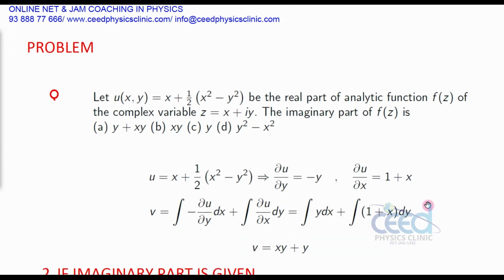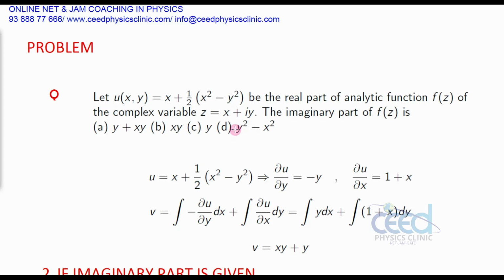See, here you have a question. See, u of x, y is given. So our real part is given. u of x, y is equal to x plus half into x square minus y square. So this is the real part of the analytic function. Now it is the real part of the complex function f of z is equal to u plus i v. What is the imaginary part? This is a previously asked CSIR question.